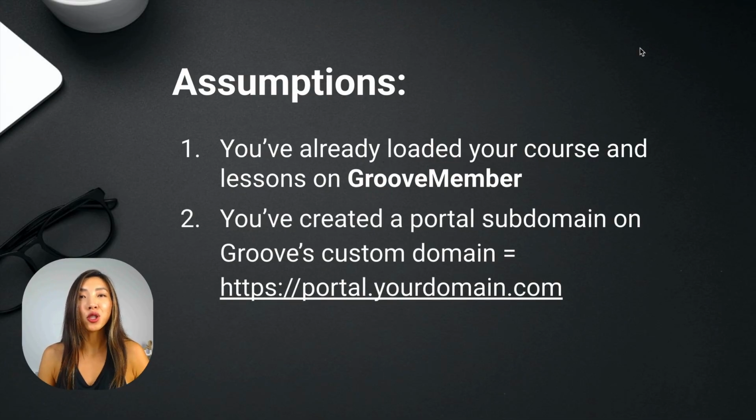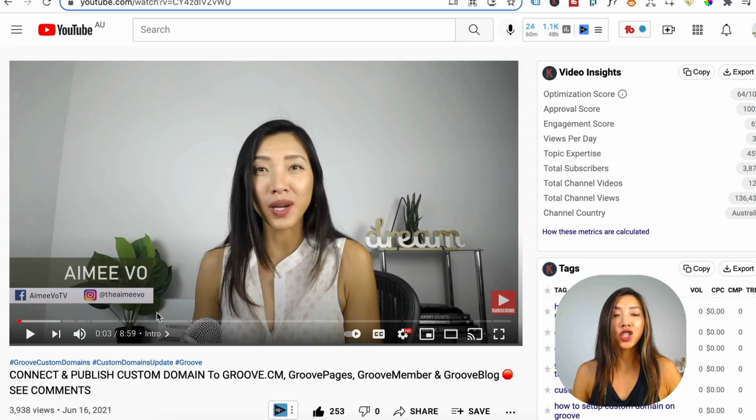I'm also going to assume you created a portal subdomain on Groove's custom domains. Now you would have connected your root domain first in order to create your subdomain. If you haven't, then check out this video right here. That's going to show you how to connect your root domain. Once you've done that, then you can create your subdomain for your portal.